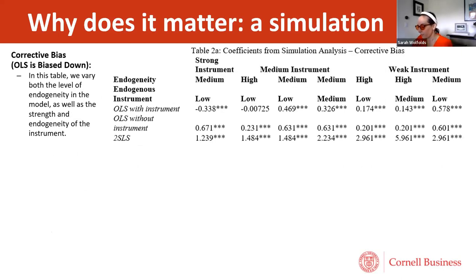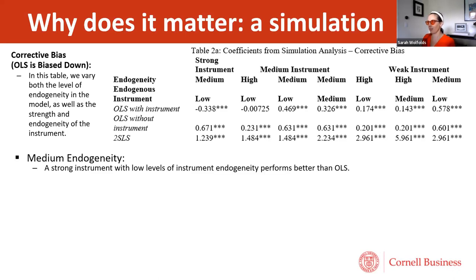So with corrective bias, I would say in some sense, it's a little bit more confusing. I'll explain what I mean by that in a minute, but this is the case where OLS is biased downward. Again, this table is not presented to make it as easy as possible for you, so I apologize, but we vary both the strength of the instrument as well as the level of endogeneity in the model, as well as how endogenous the instrument is.